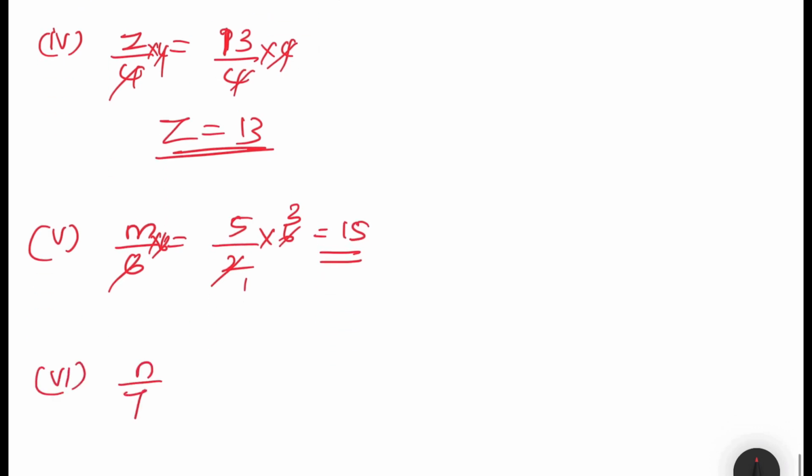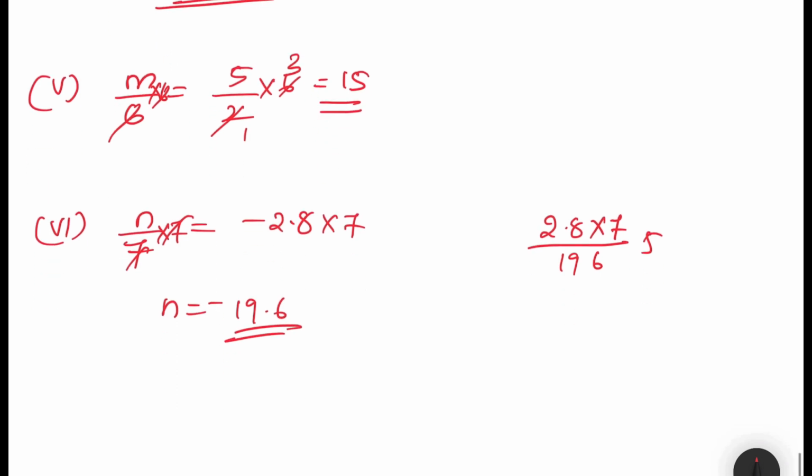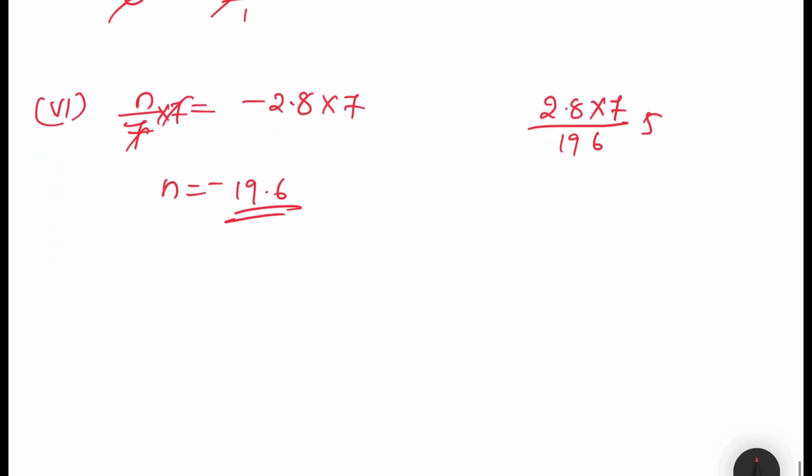Sixth one we have n by 7 equal to minus 2.8. So into 7 into 7. 7 and 7 is getting cancelled. n is equal to 2.8 into 7. 7 8s are 56. 7 2s are 14. 14 plus 5 is 19. So you'll get the answer as 19.6, minus 19.6. Hope it's clear.